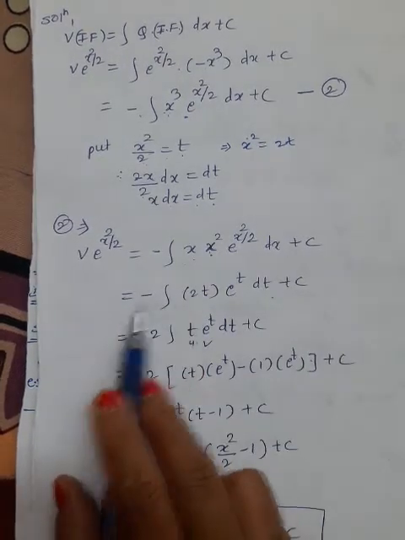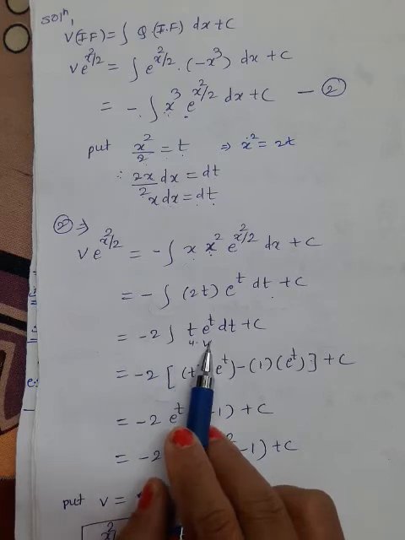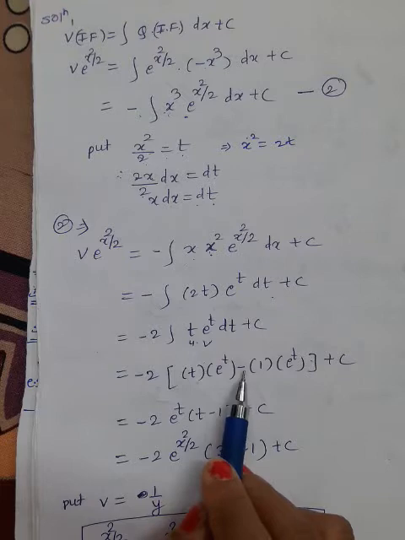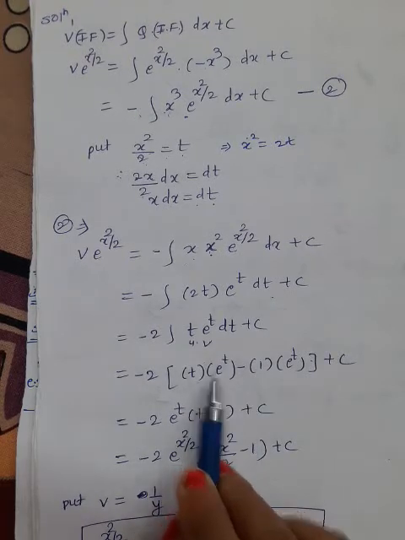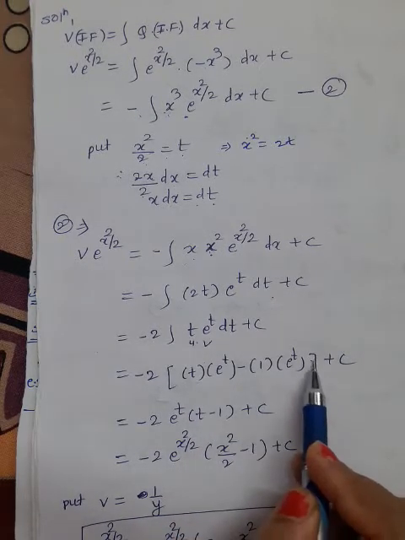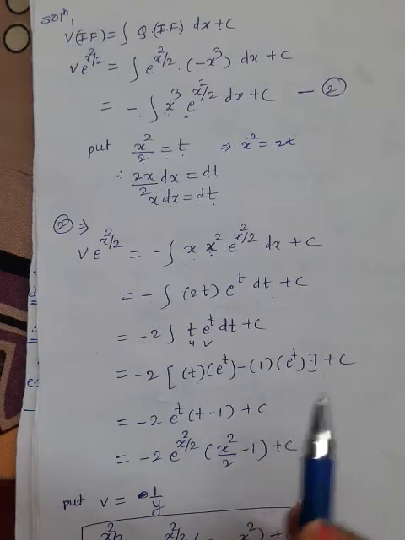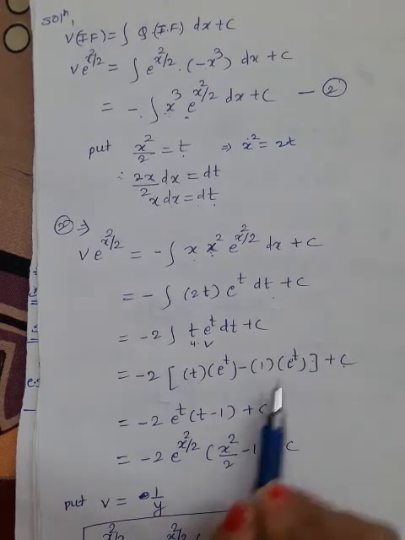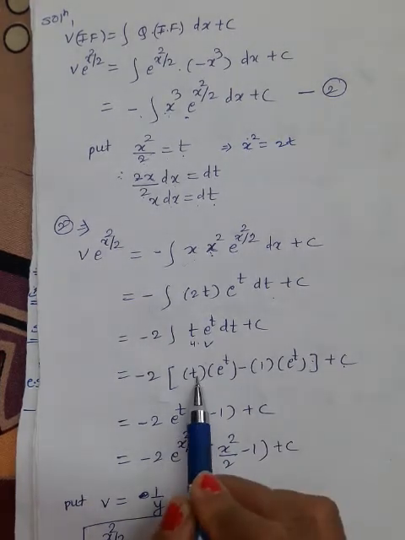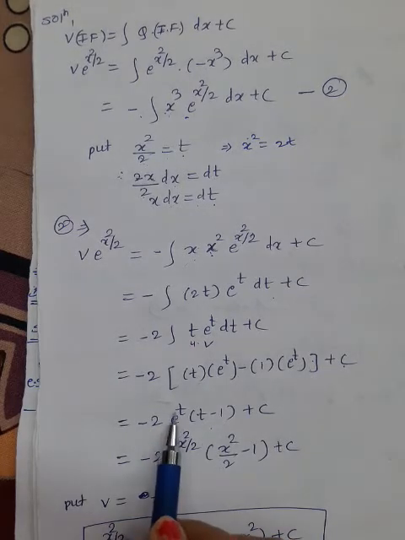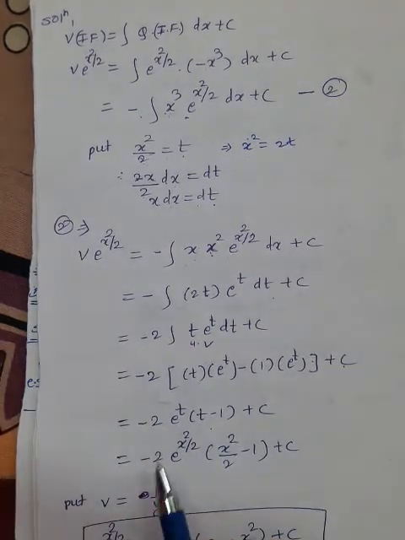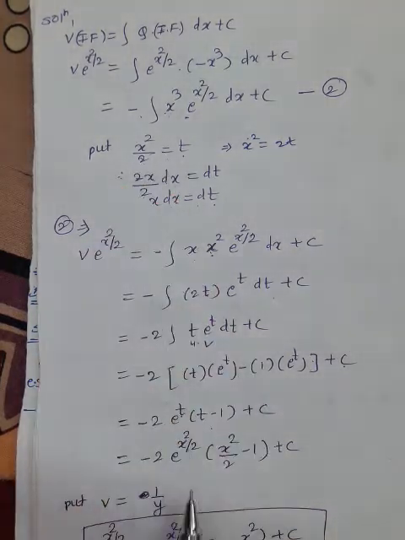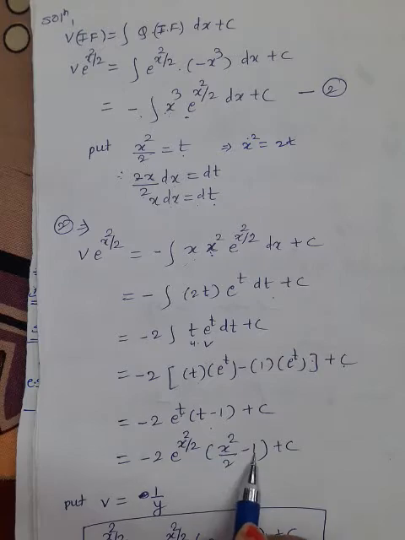Now take 2 outside, and for t into e raised to t, we can use u into v rule: u into integration of e raised to t, second term minus t derivative is 1, e raised to t integration is e raised to t. Next term will be plus, 1 derivative is 0. That's why u into v rule stops here, plus c as it is. Now take e raised to t common, and the bracket contains t minus 1 only. Now resubstitute t, because our example contains only x and y. Therefore e raised to t becomes e raised to x square by 2. Here also x square by 2 minus 1 plus c.